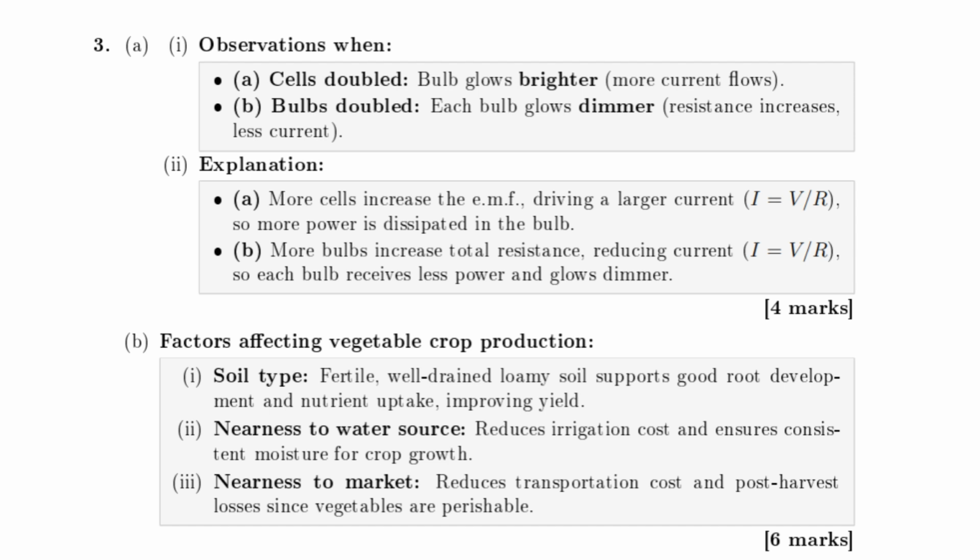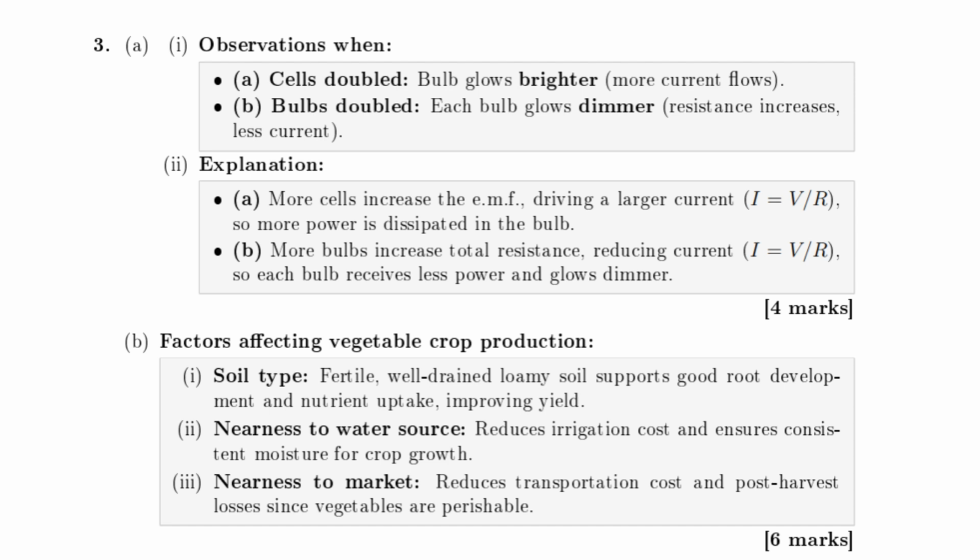Factors affecting vegetable crop production. You have the soil type: fertile and well-drained loamy soil supports good root development and nutrient uptake, improving yield. Nearness to source of water reduces irrigation cost and ensures consistent moisture for crop growth. Nearness to market reduces transportation costs and post-harvest losses, since vegetables are perishable.